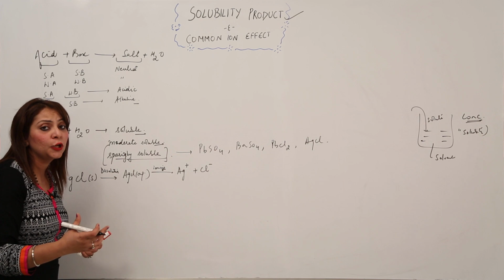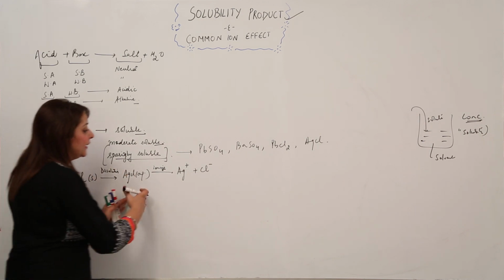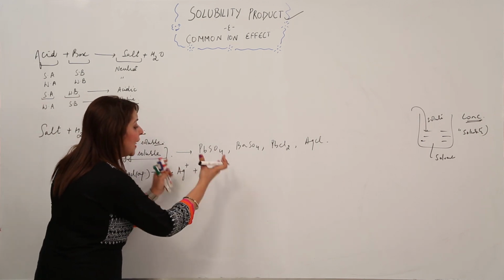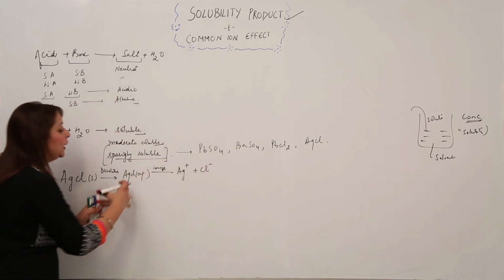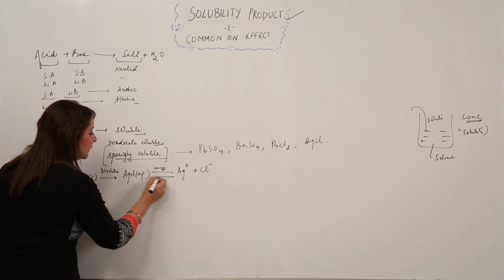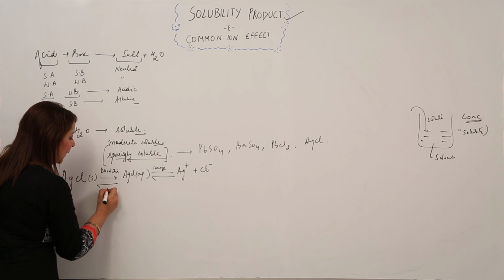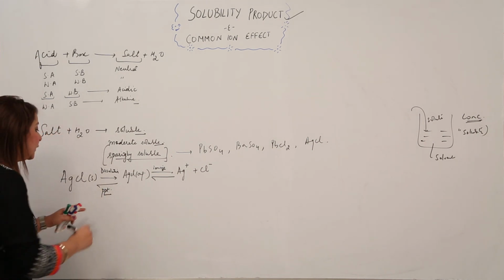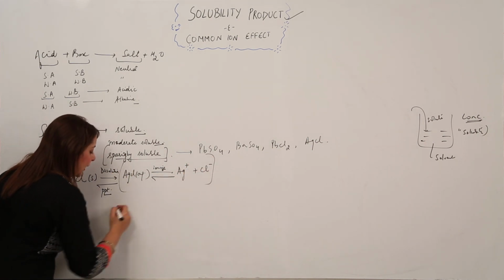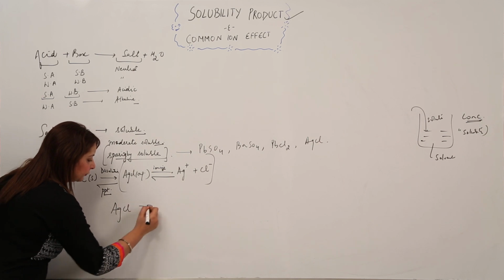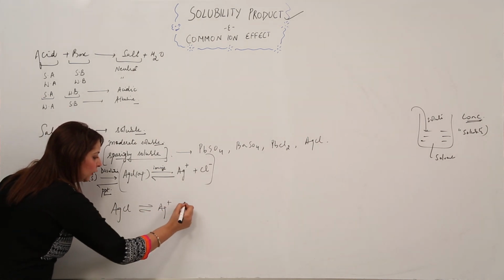There exists a dynamic equilibrium. That means they are getting dissociated, and these dissociated ions have the ability to combine and again precipitate, right? So precipitation is also taking place simultaneously, right? So that means there exists an ionic equilibrium in this.